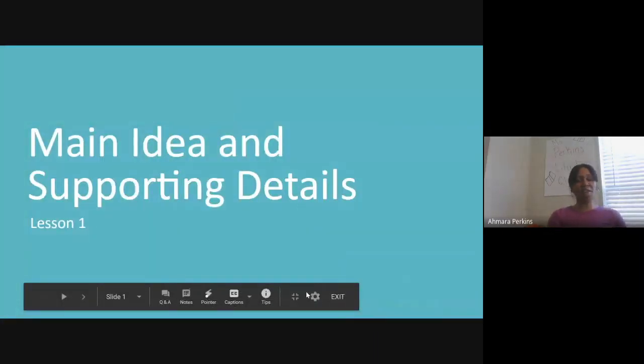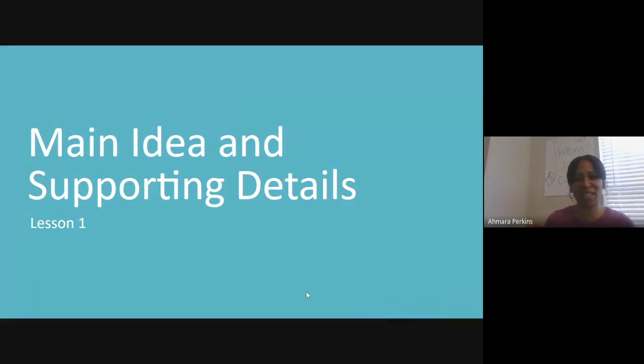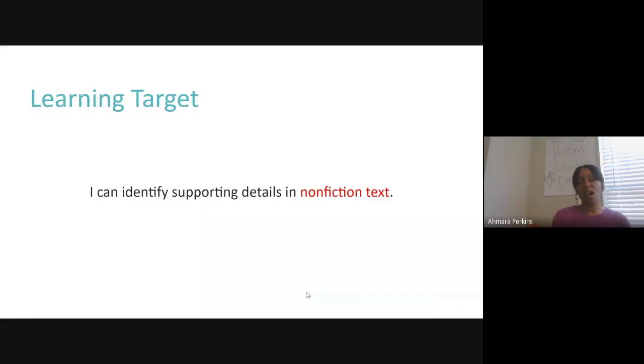So this week, our focus is on main idea and supporting details. But before we get there, we're going to have a little bit of a journey to make sure that when we do get there, our learning is solid. So hope you're ready to begin. Our learning target is: I can identify supporting details in nonfiction text. So the first thing we're going to do is take that learning objective and hone in on what we need to know first. The first thing we need to review is nonfiction text.